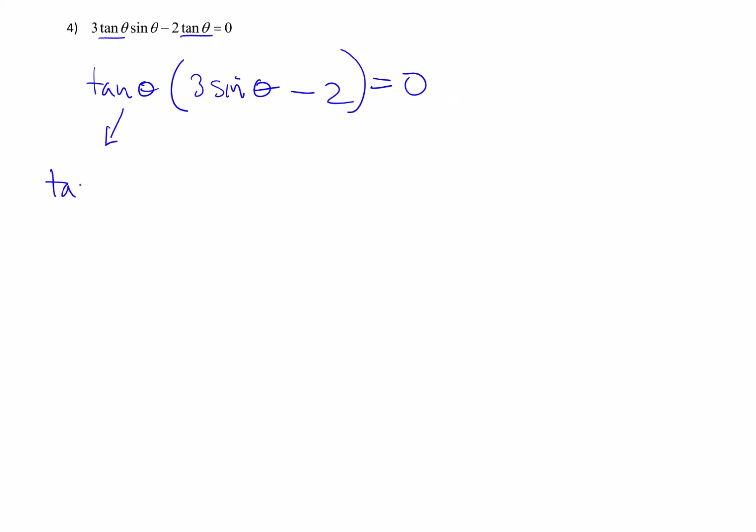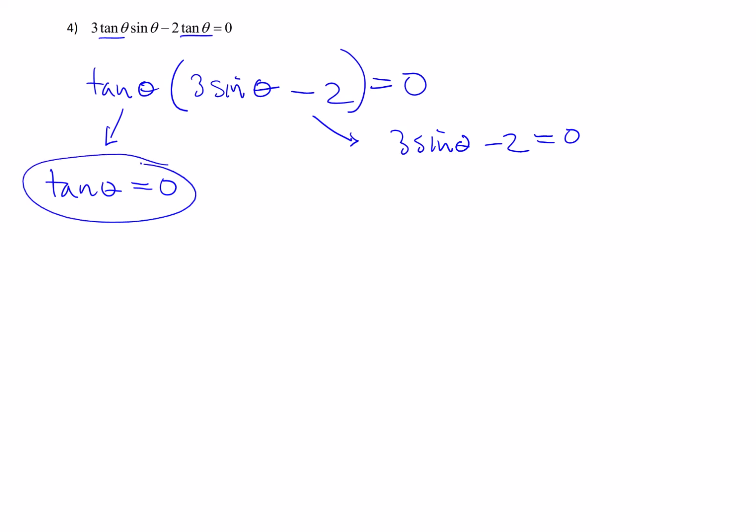So this tells us we have tangent theta equal to 0. That's one of its factors. The second factor was the 3 sine theta minus 2 equal to 0. Let's solve each of these and see what happens.